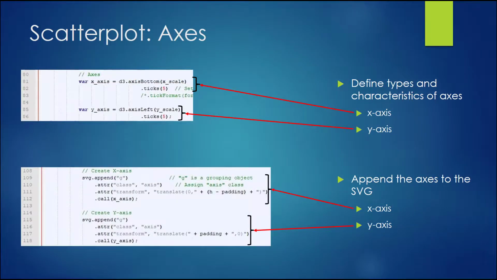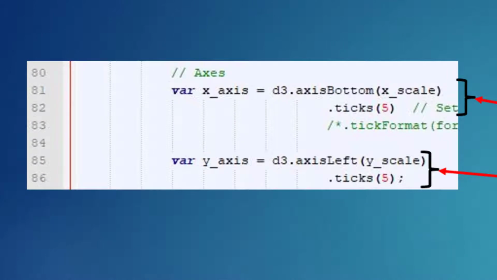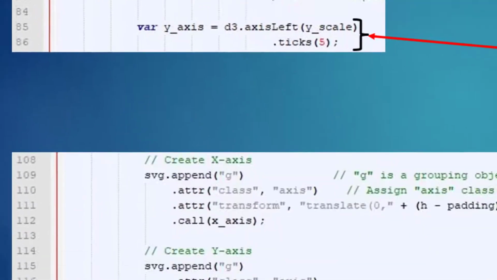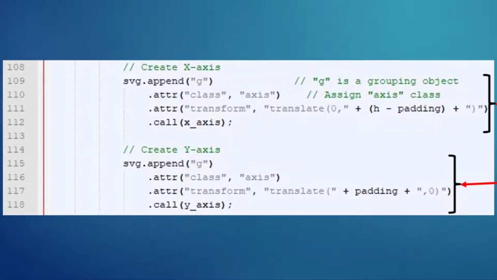And finally, let's look at the axes. In the code shown at the top of the page, we define the basic characteristics of the axes. Axis bottom and axis left are among the styles allowed by D3, while ticks specifies the approximate number of ticks to be provided. The code towards the bottom pins the axes to the visualization. If you look at some of the terminology, transform and translate are basically used to maneuver the axes into their desired positions. The call term activates the variables defined at the top of the slide.